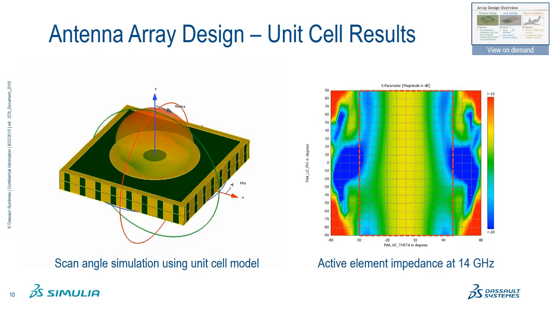The x-axis is theta in degrees, and the y-axis phi. The color represents the reflection level. Ideally, it would be blue or low. So scanning beyond plus or minus 50 degrees will result in poor performance, where the red spots are located in the picture.